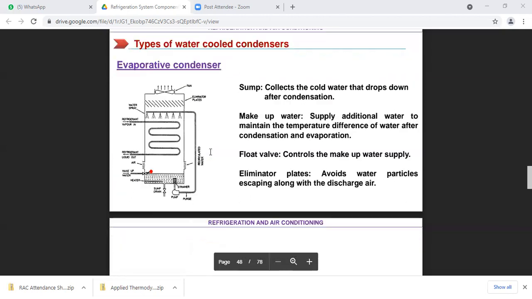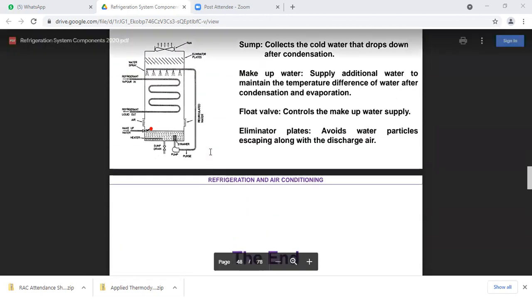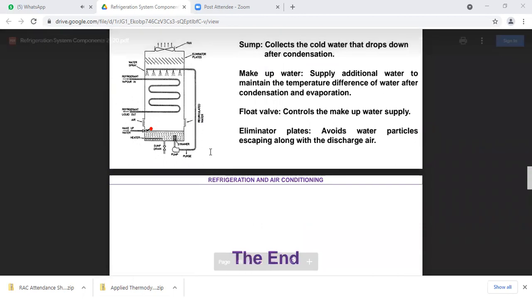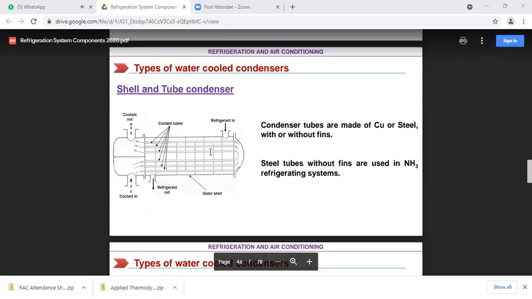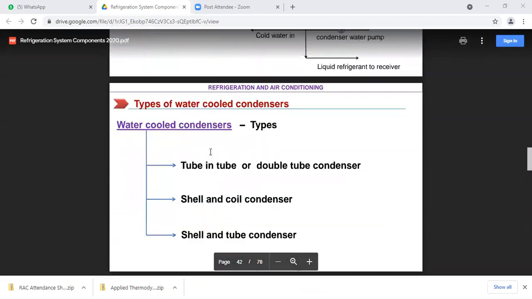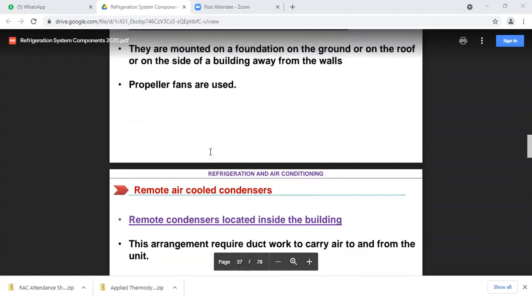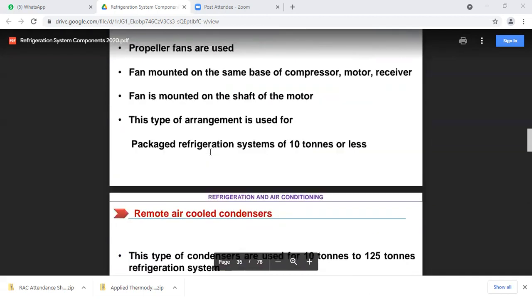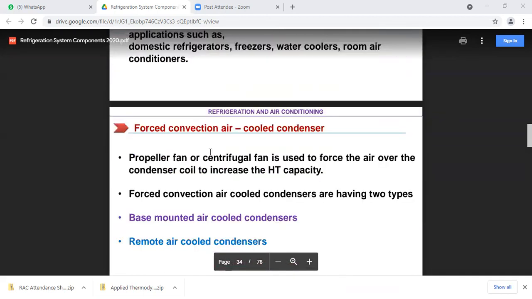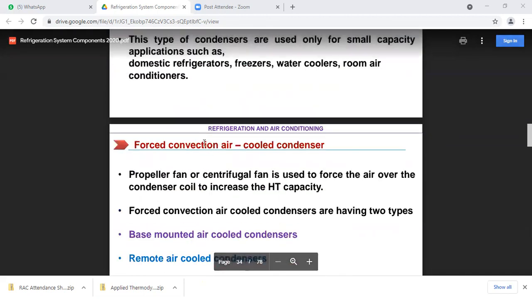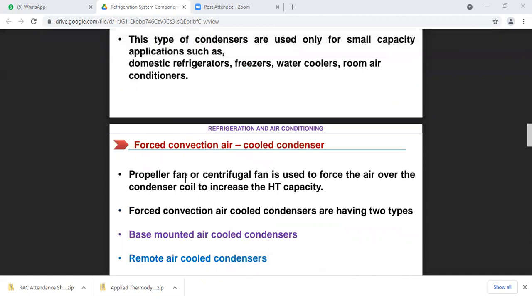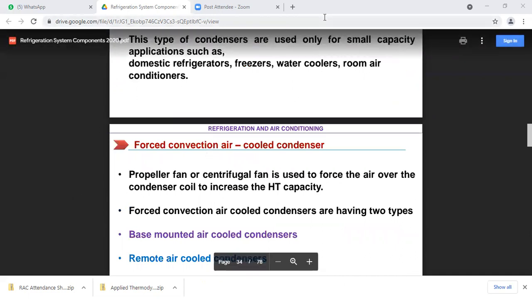So this is all about the condensers as we have discussed. In today's lecture we have discussed what is meant by a condenser. Next we have discussed how the condensers are classified into air cooled condenser and water cooled condenser. So this is all about today's lecture. Thank you.